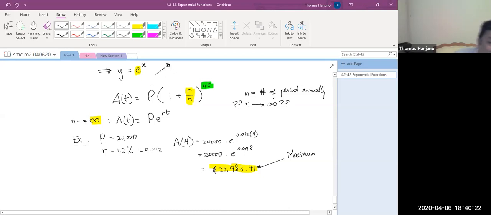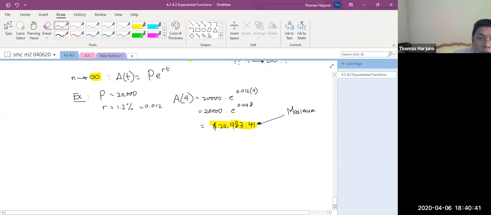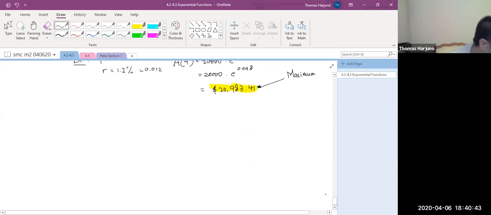Now, this number becomes very different, however, if the number you put in, instead of 20,000, you change it to 20 million. Then you start seeing the difference, right? That's the exponential continuously compounded interest formula. And what else in this section? Nothing more. Let me give you the suggested homework for 4.2.